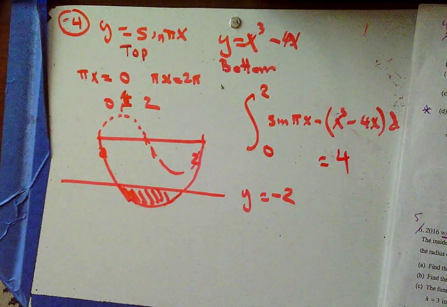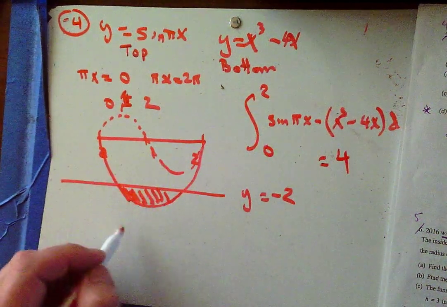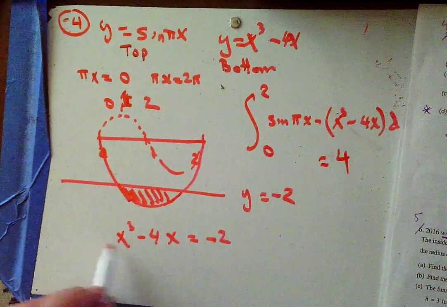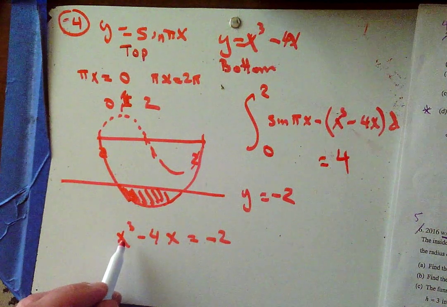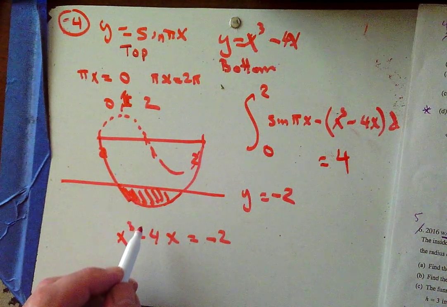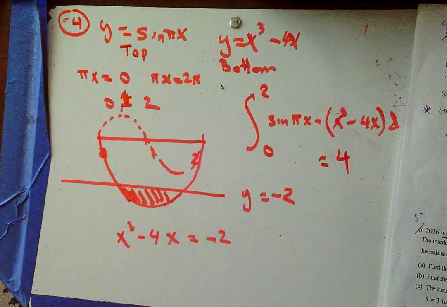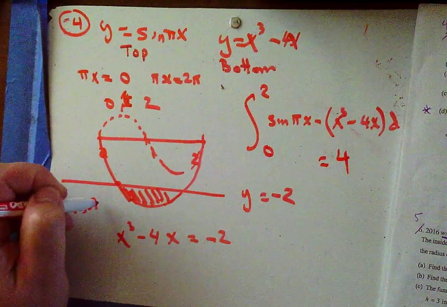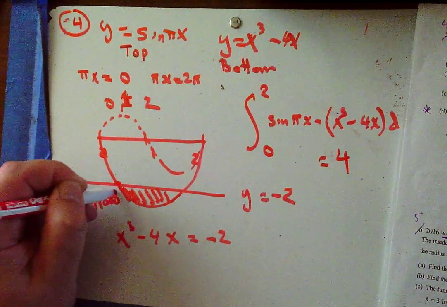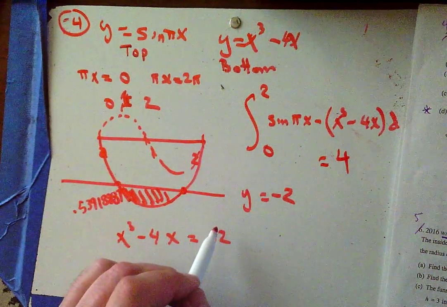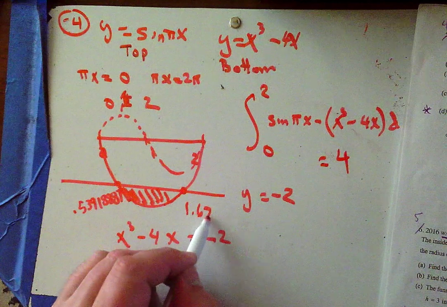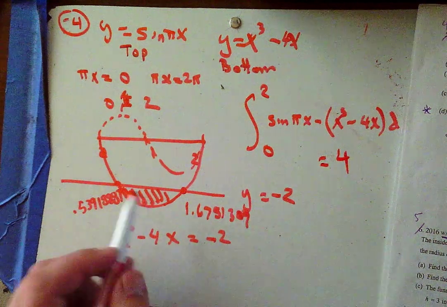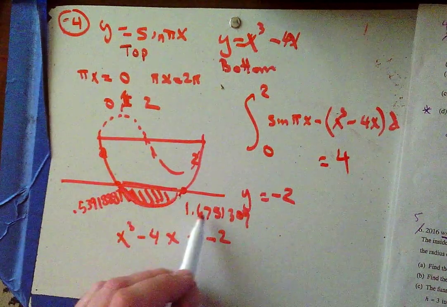So instead, I'm going to figure out when x to the third minus 4x equals negative 2. And I'm not going to be able to factor that cubic trinomial. So I'm going to use a calculator to find those points of intersection. And I find this one to be 0.539188887. And I find this one to be 1.675139. So what do I want to do here? I want to do top minus bottom between those points.